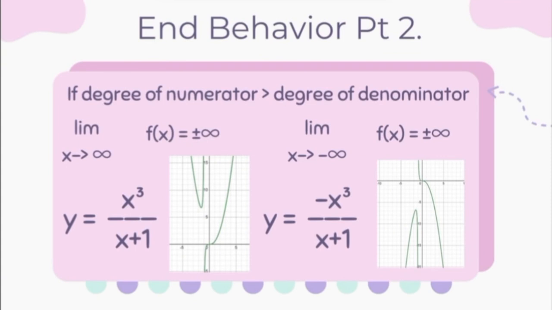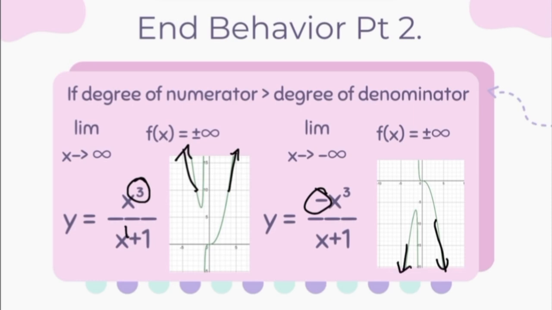Next, when the degree of the numerator is greater than the degree of the denominator, like shown here, the degree is 3 on top and 1 on the bottom, that means the limit as x approaches infinity is going to be plus or minus infinity, depending on the positives and negatives. In the example on the left, it's towards infinity on both sides. And in the example on the right, there's a negative here, so it will approach negative infinity on both sides.